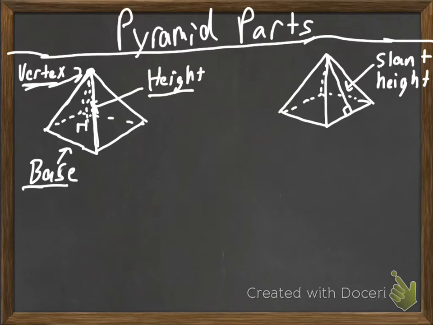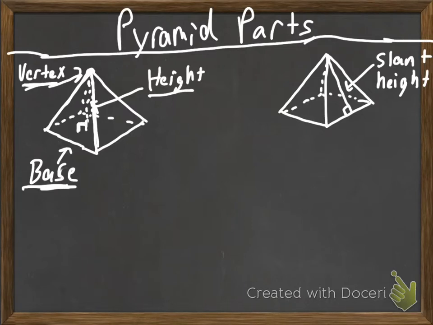Now the base of a pyramid is what the pyramid sits on. It's also what the pyramid is named by. So this is a rectangular pyramid. The height of the pyramid is what goes from up here, the vertex, and the vertex is just where all these edges meet. It goes from the vertex, drops down to the base, and makes a perpendicular angle.